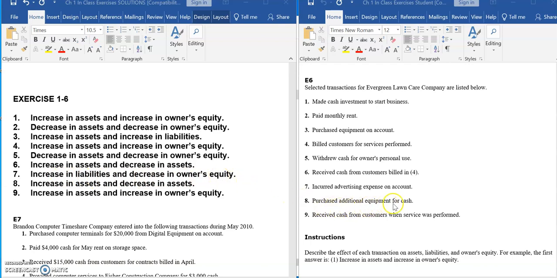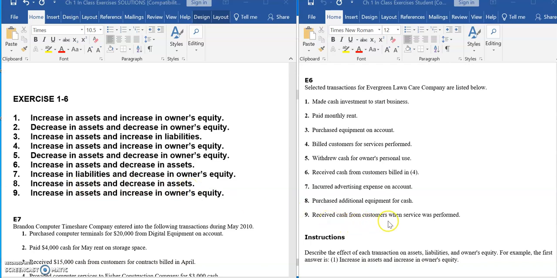We purchased additional equipment for cash. We bought equipment and paid for it right away. More equipment. Equipment is an asset. There's an increase in the assets. We used cash. Cash decreased. Increase in assets for the equipment we bought. Decrease in assets for the cash paid.